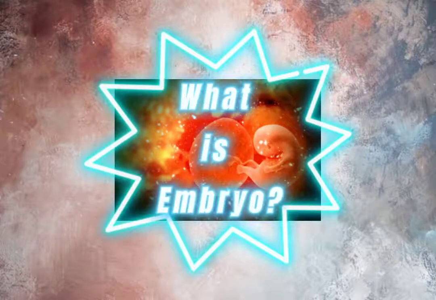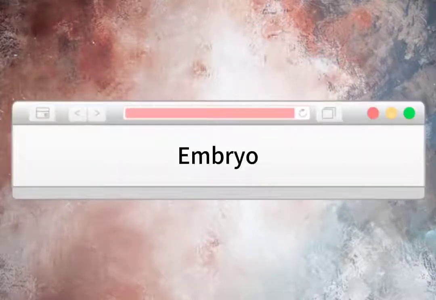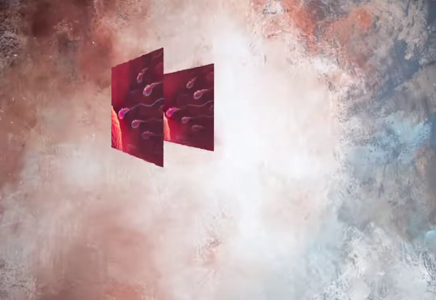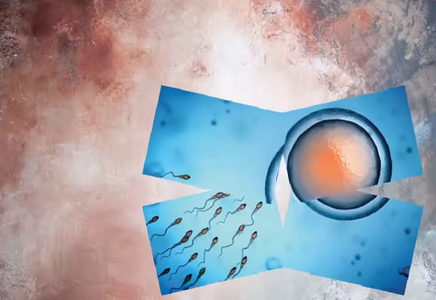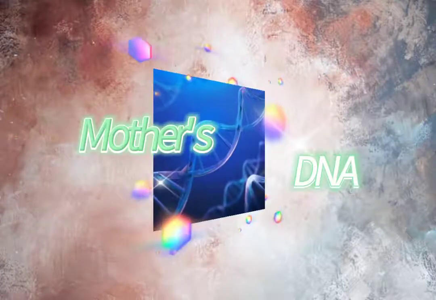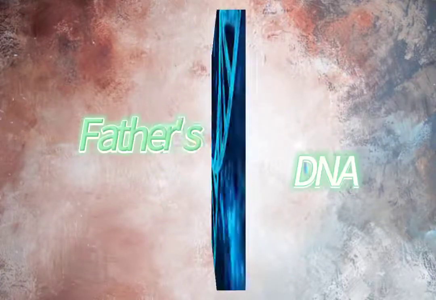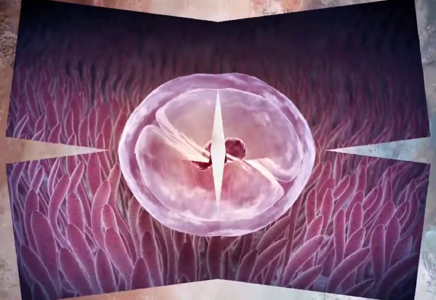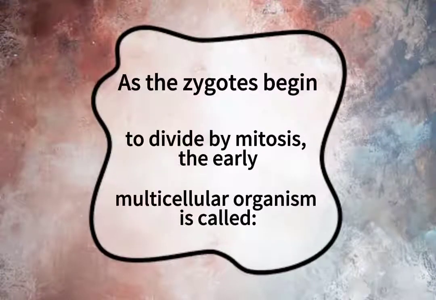What is an embryo? An embryo refers to the early developmental stage of a eukaryotic organism resulting from the fertilization of an egg delivered from a female and sperm delivered from a male as a method of sexual reproduction. In animals, the initial diploid cell that results from the fusion of the egg and the sperm contains half the genetic information, which is DNA, from each of the parental cells, and is termed a zygote. As the zygote begins to divide by mitosis, the early multicellular organism is called an embryo.